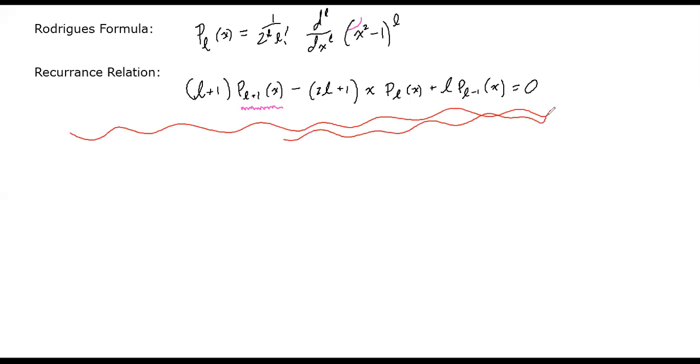Okay, any questions about that? Just think about these as properties of Legendre polynomials, and you'll be asked to maybe beat your head into one or two of them. Okay.